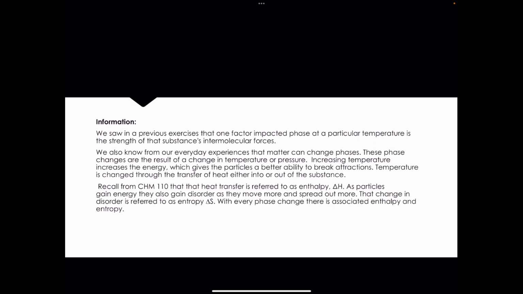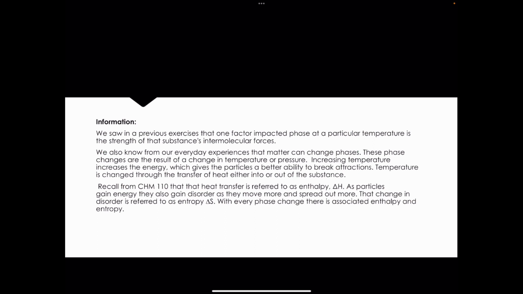We also know from our everyday experiences that matter can change phases. These phase changes are the result of a change in temperature or pressure. Increasing temperature increases the energy, which gives the particles a better ability to break attractions. Temperature is changed through the transfer of heat, either into or out of the substance. So the phase we are at a particular temperature is governed by how strong our attractions are, and what temperature we need to get our substance to in order to get that phase change to occur depends on how strong those attractions are. So stronger attractions, more energy, higher temperatures.